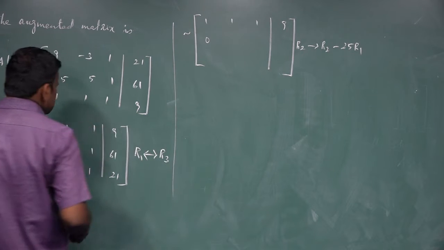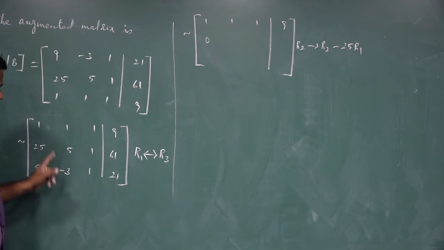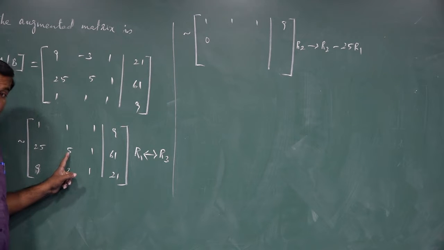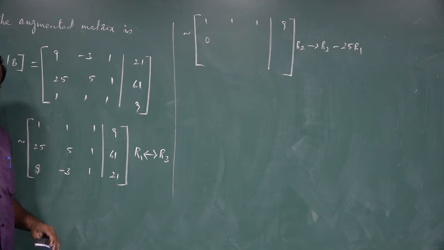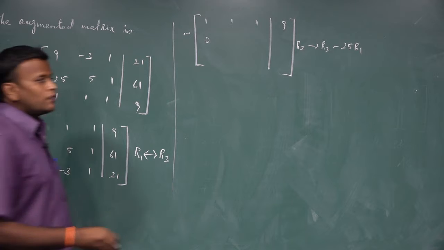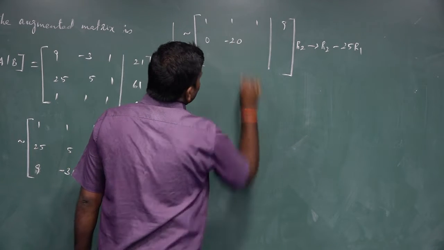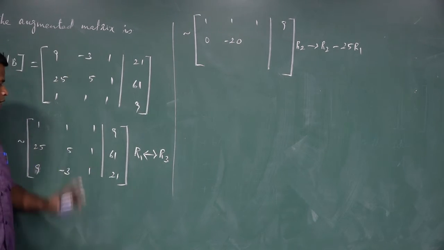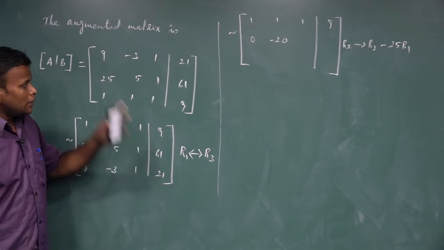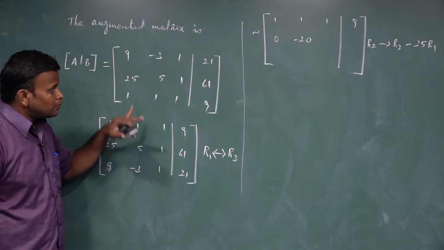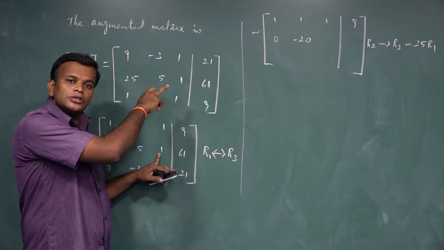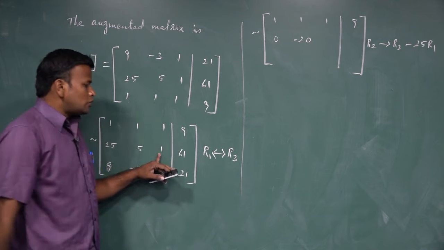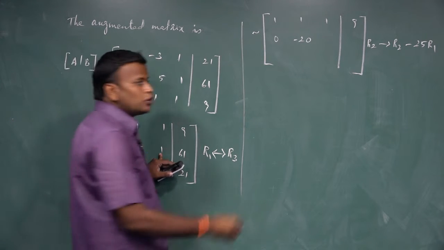How to change this element? The element is 5, but we write R2 as R2 minus 25 R1. So 5 minus 25 into 1 is 25. 5 minus 25 is minus 20. The number 1 becomes R2 minus 25 times of R1. So 1 minus 25. 1 minus 25 is minus 24.